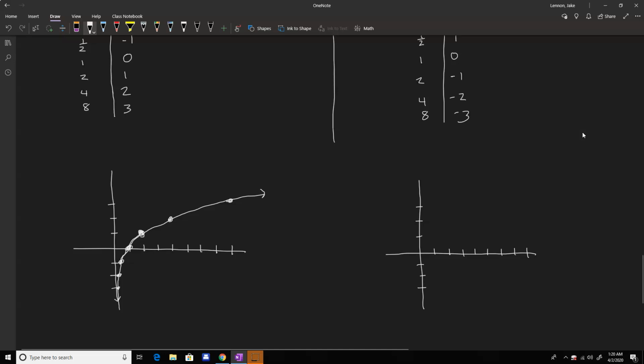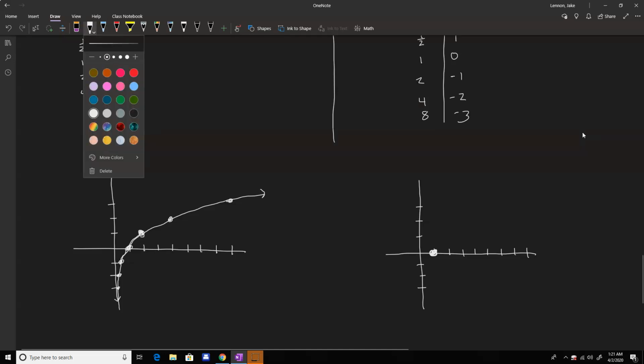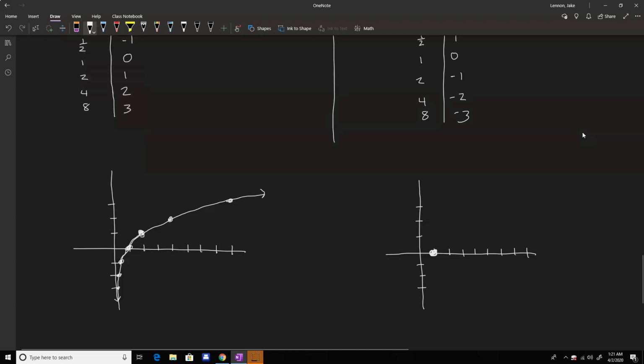We still go through this point, 1, 0. And at 1/2, we would have a y value of 1. At a 4th, we would have a y value of 2. And at 1/8, we'd have a y value of 3. So we're still approaching the y-axis, just upward, not downward, as in example A.